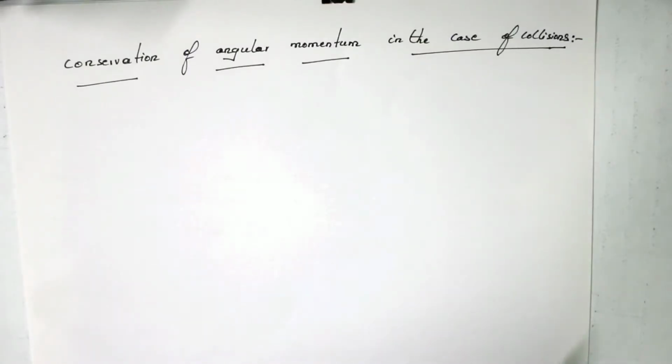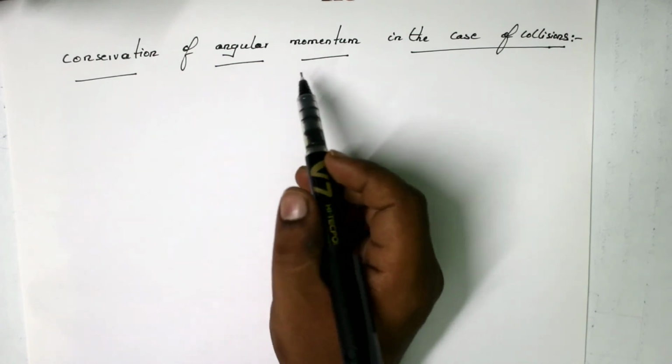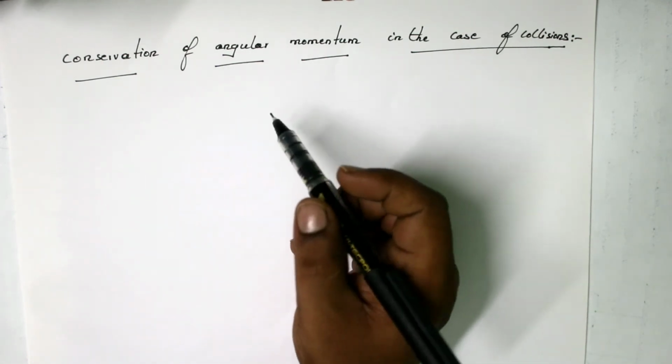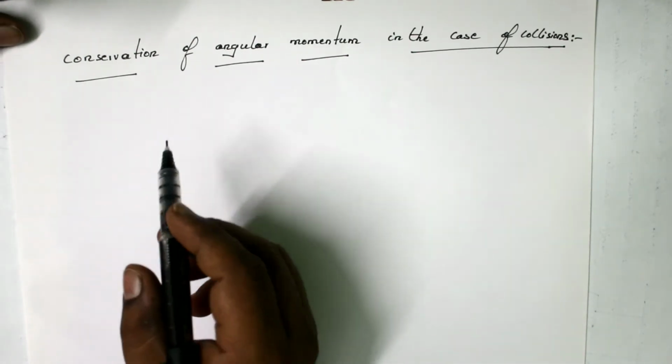Now the conservation of angular momentum in the case of collisions. So previously we have studied the concept of collisions. Now we will see how we can use the concept of conservation of angular momentum in the case of oblique collisions. So oblique collisions, let us revise that one.